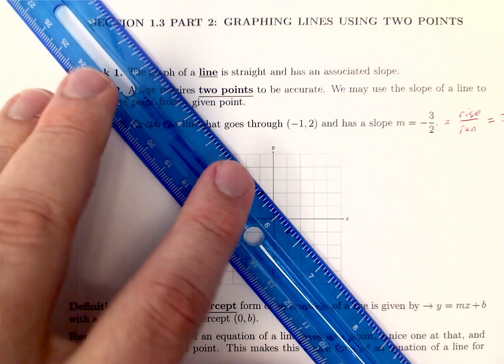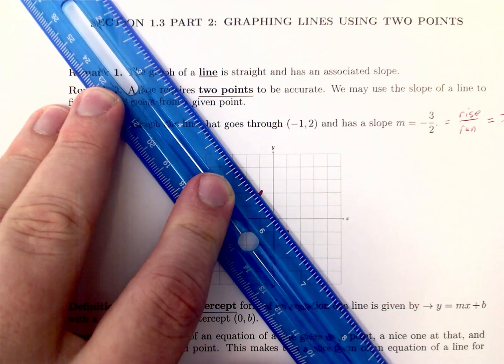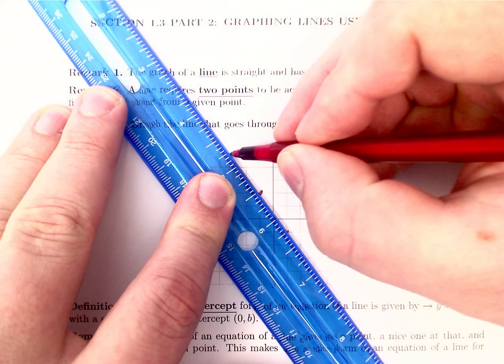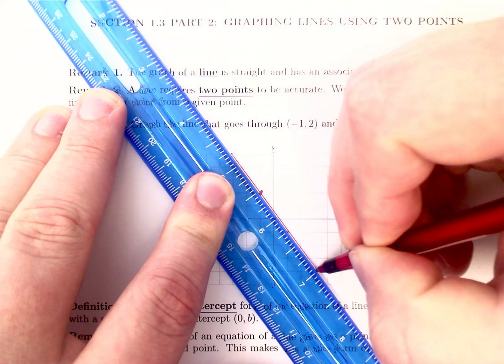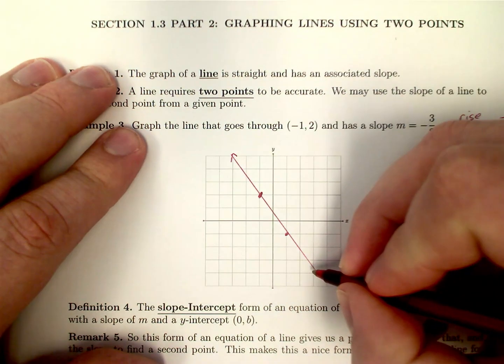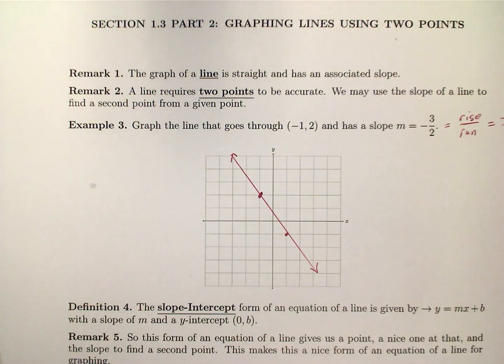straight edge or ruler and do our best to make a straight line. It doesn't have to be perfect. I'm going to make several graphs in this course that are not perfect, but that's good enough. You can put arrows on these graphs to indicate they go on forever. All right, so slope and a point, or 2 points, is what we need.